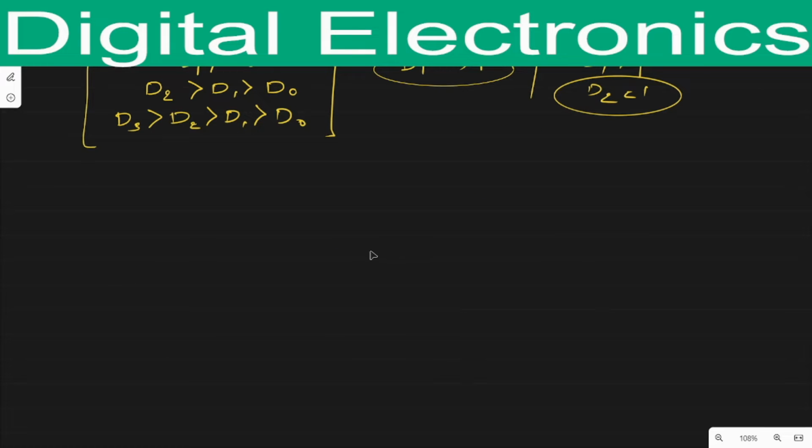On the basis of this theory, we can draw various types of priority encoder. Out of them, we can draw a 4 to 2 priority encoder.